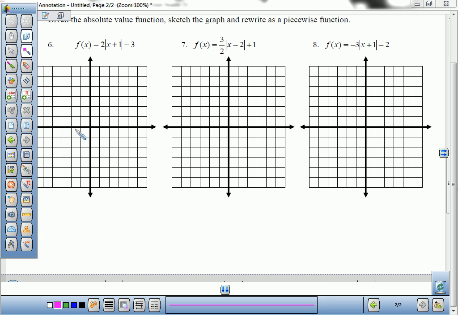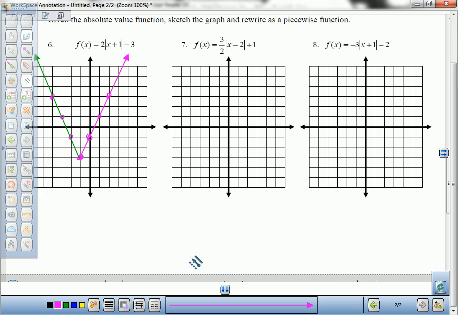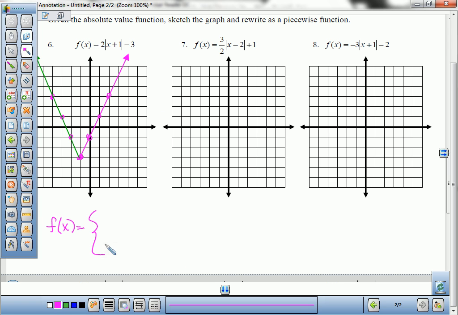Okay, so this one starts at (-1, -3). And because of the 2, we go up 2 over 1, up 2 over 1. And that's what this one would look like. So I'm just going to go ahead and graph it with 2 different colors, green over here, pink over here. All right, so we're going to write it as 2 separate equations. So this is what it's going to look like.